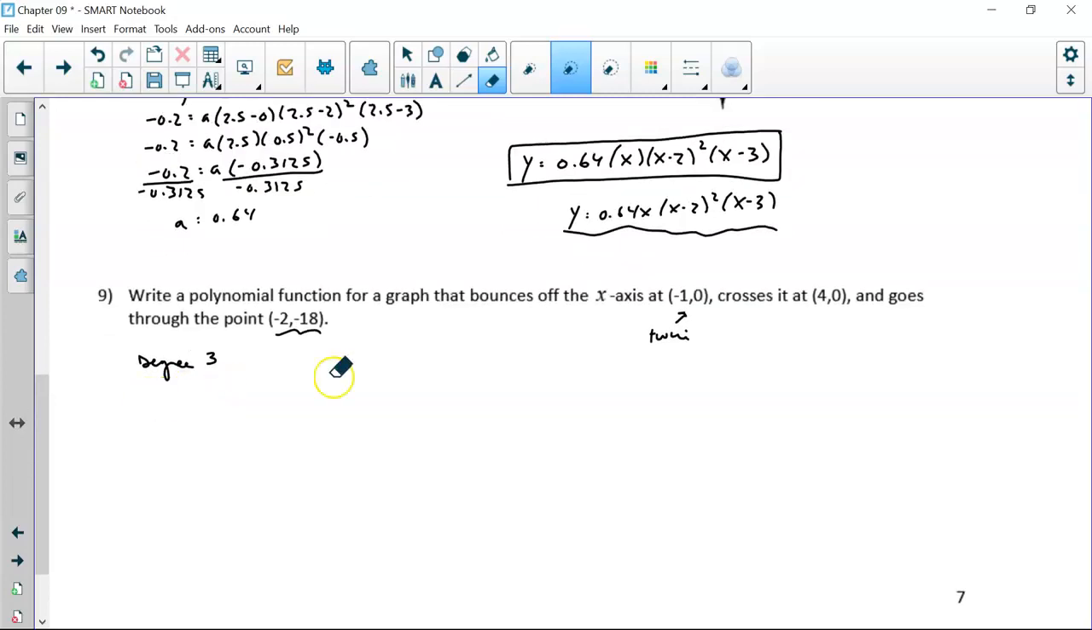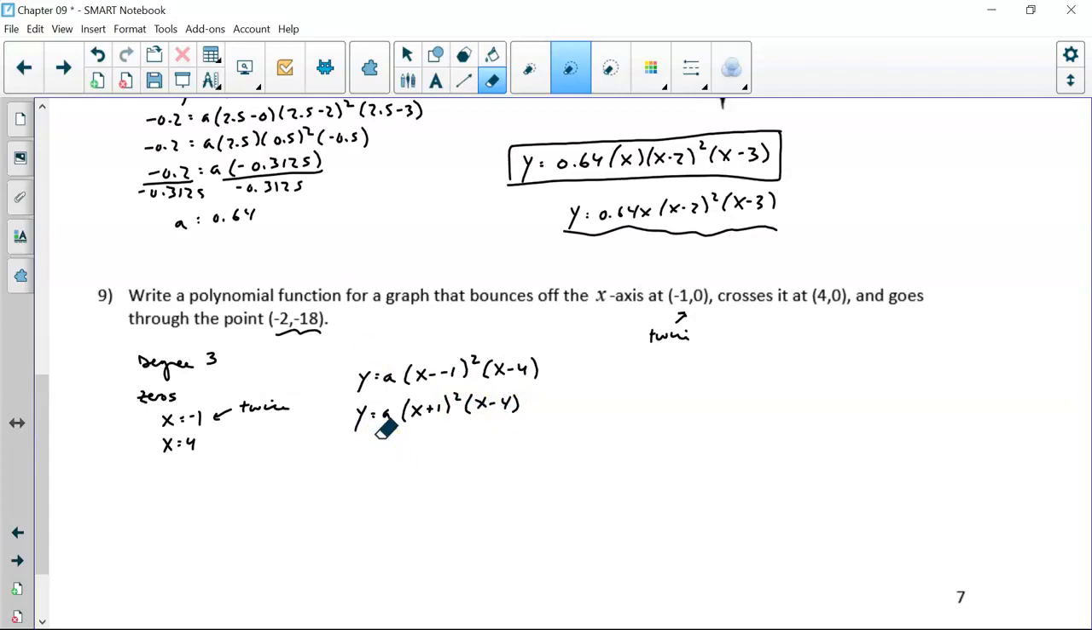So now we're going to the point negative 2, negative 18, and our zeros, x equals negative 1, and x equals 4. Don't forget that negative 1 is repeated twice. So y equals a, x minus negative 1 squared, x minus 4. A times x plus 1 squared times x minus 4.